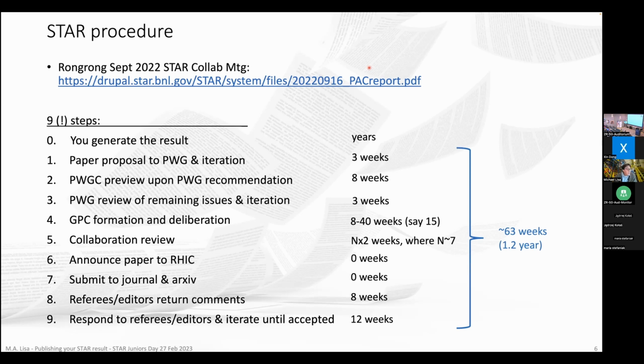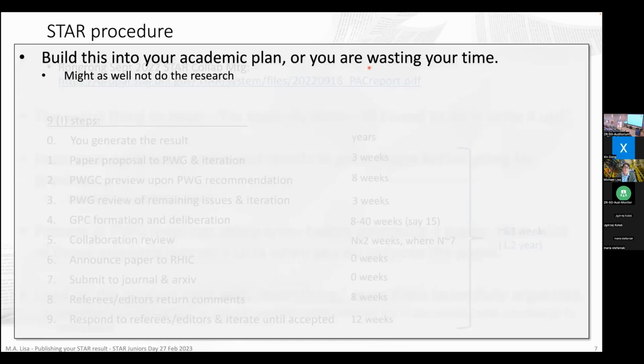Now, I've said that this is your main job. Your output scientifically is a paper. So that means take this into account, build it into your academic plan about when you're going to graduate and stuff like that. Or again, you're just wasting time. You're finding a V2 and throwing it away. It doesn't really matter. You might as well have the end of the computer connect to a resistor.